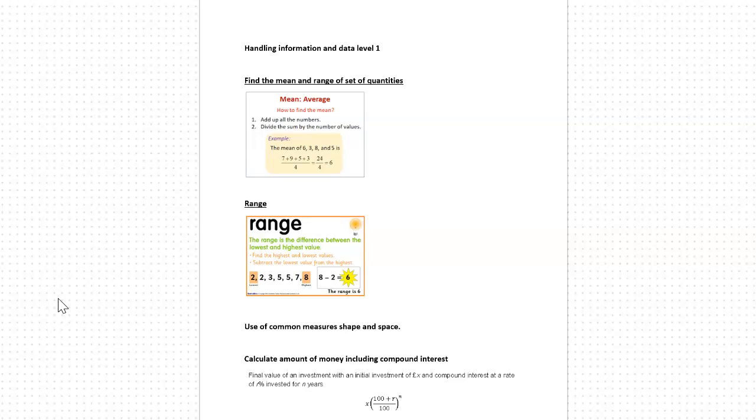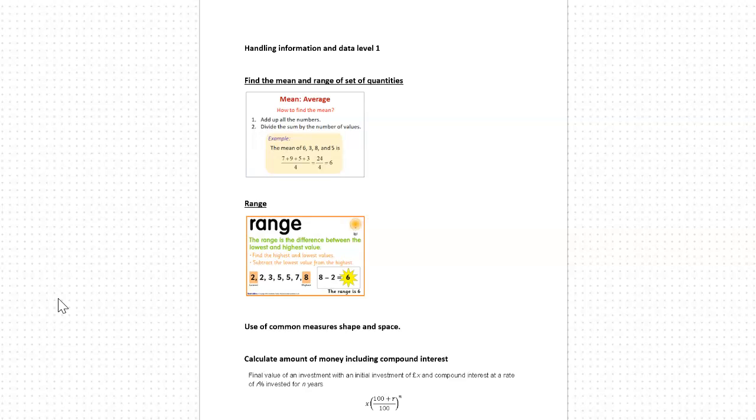So let's have a look at mean. Mean average: you add up all the numbers and divide by how many numbers there are. Range: the range is the difference between the lowest and highest value. Going on to level 2, there may well be a question which requires you to use compound interest.